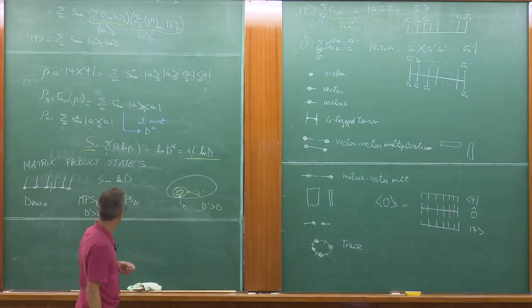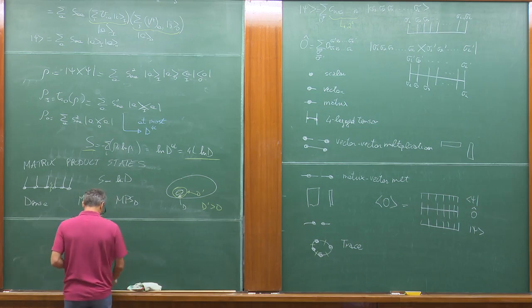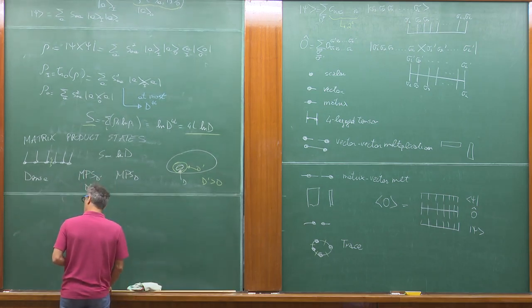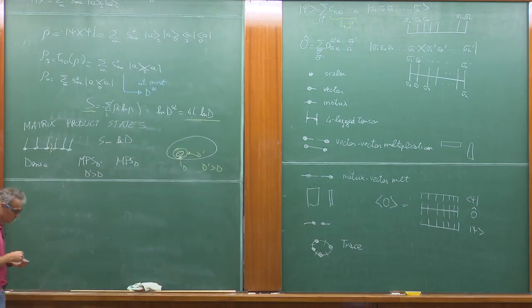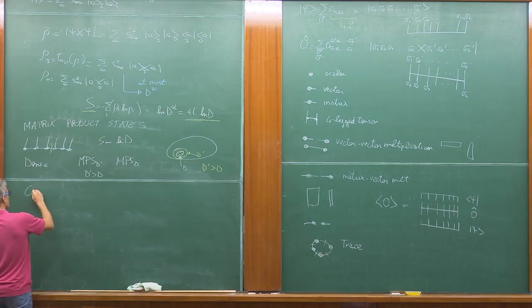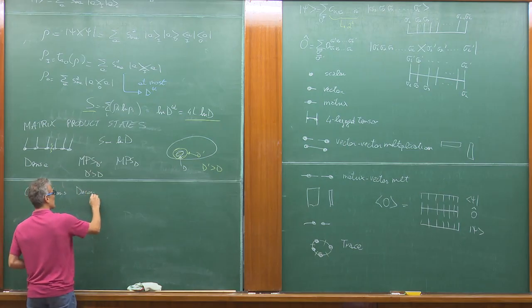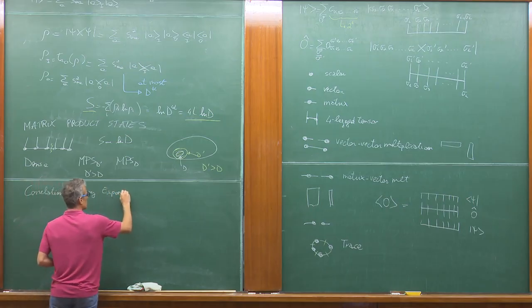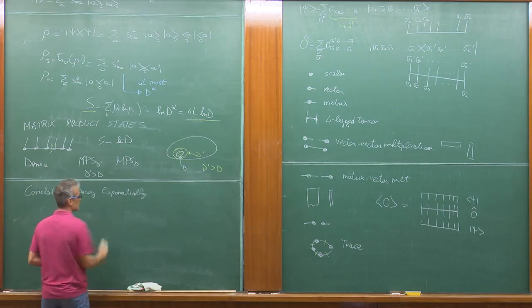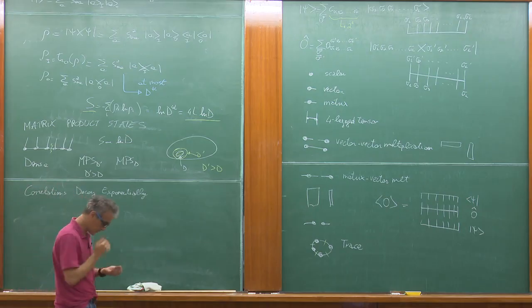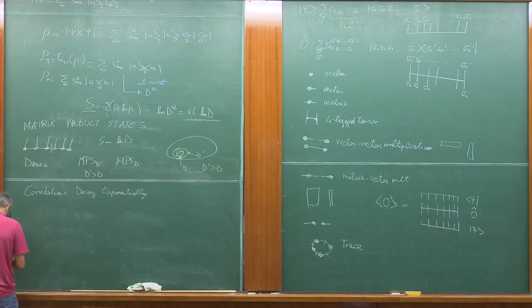Now let's go to a problem. This is called long-range correlations. One of the first things I'm going to show you is that matrix product states can only describe exponentially decaying correlations. Correlations decay exponentially. Okay, so let's do this. This will be good practice for some of the discussion we do later, also for graphical representations.